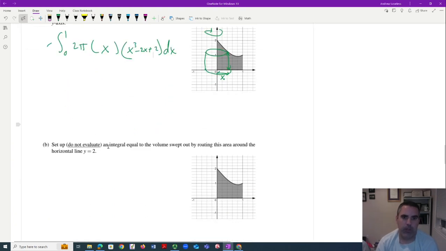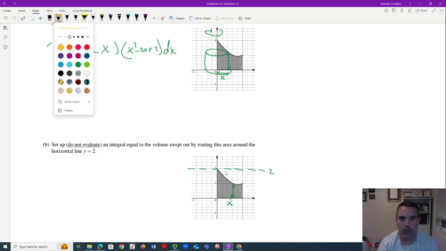That was short. Okay, now let's say we want to rotate around the line y equals 2. We still want to use x, so let's label a random thing x. We still know that this is the function, but unfortunately that's not what we want anymore. We want some other stuff.